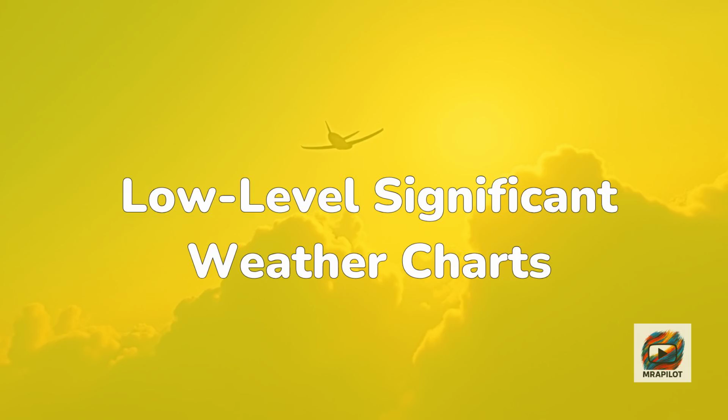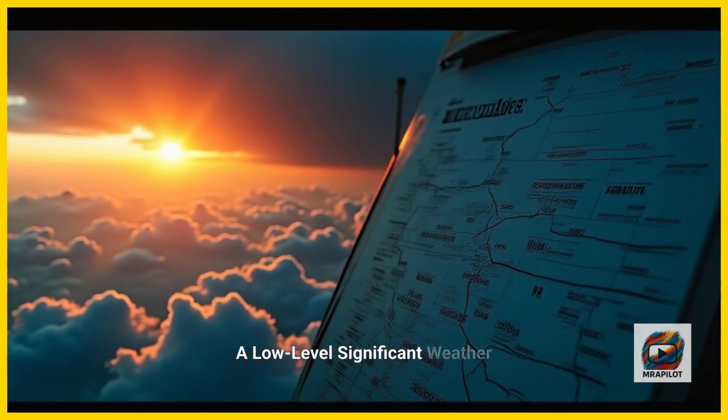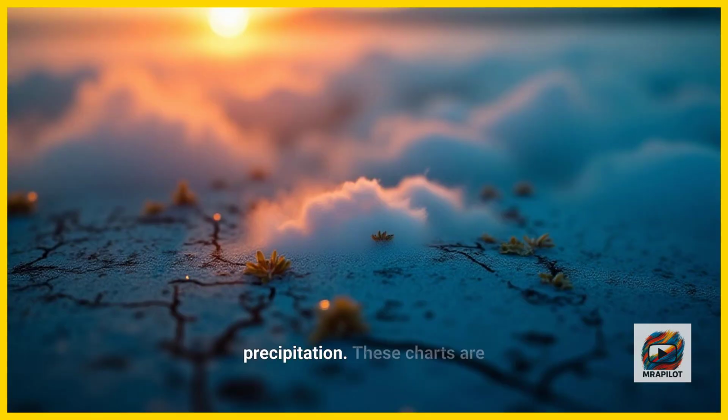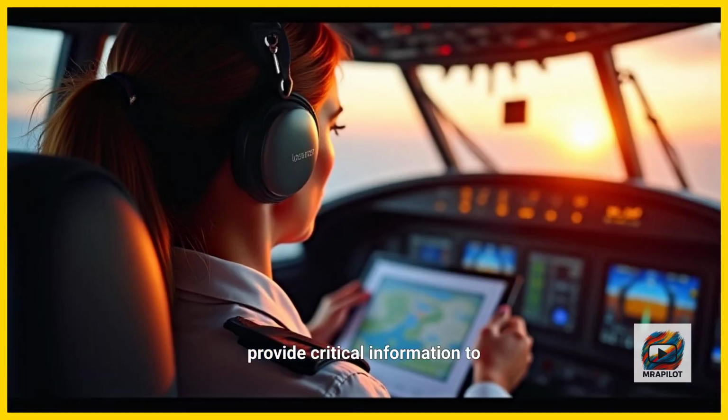and safer flight experience. A low-level significant weather chart shows areas of bad weather that can impact low-level flight operations, such as thunderstorms, low visibility, fog, and precipitation. These charts are updated regularly and provide critical information to help pilots avoid dangerous conditions.